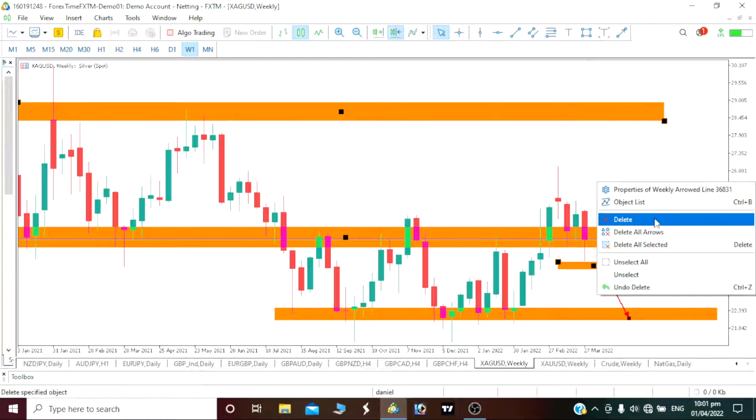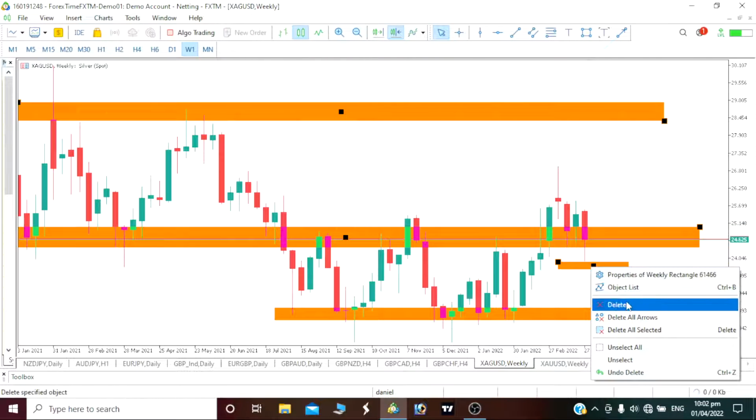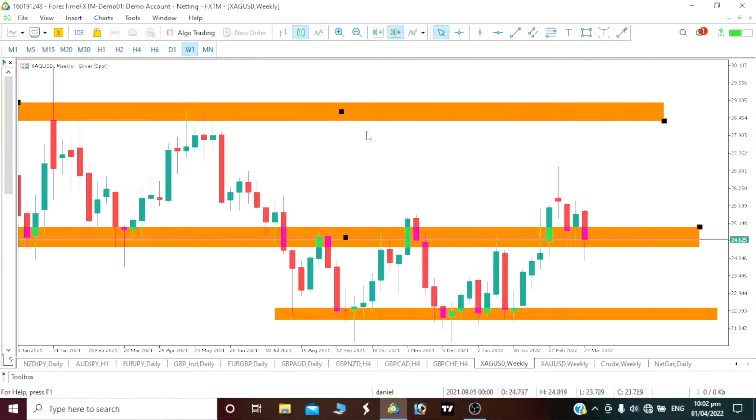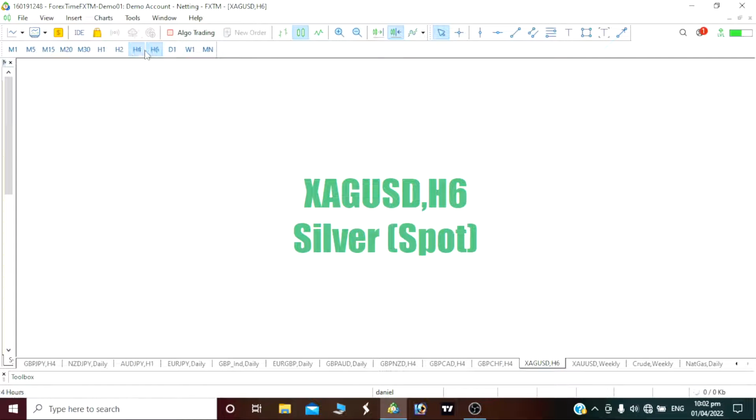Let's see what our price will be showing us this week. Then we will know how to place our trade and how we should aim for it on our silver. Let's see what our 4-hour time frame is going to be giving us.